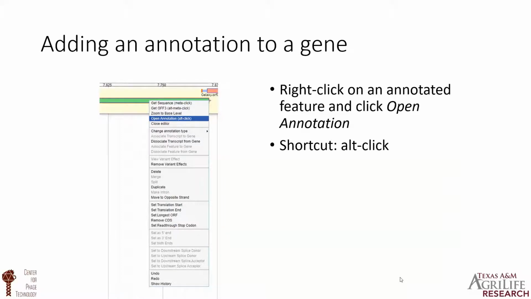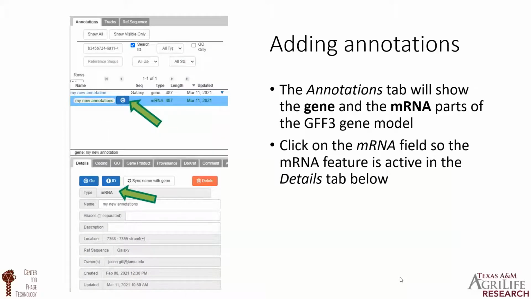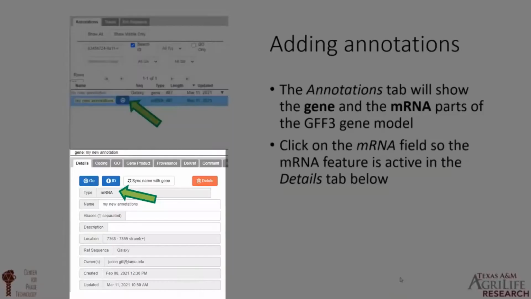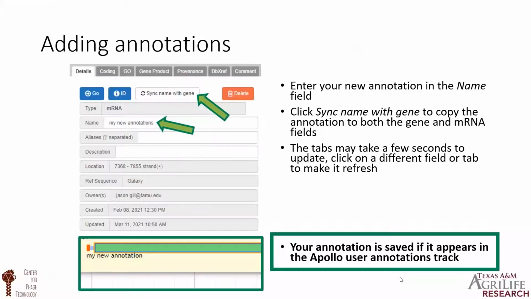This will open up the Annotations tab on the right side of your browser window. This tab will show the gene and the mRNA parts of the GFF3 gene models that underlie the Apollo record. You can click on the mRNA field, so the mRNA feature is now active in the Details tab below, as shown by the green arrows. If you enter your new annotation in the Name field, you can then click Sync Name with Gene to copy the annotation to both the gene and the mRNA fields.